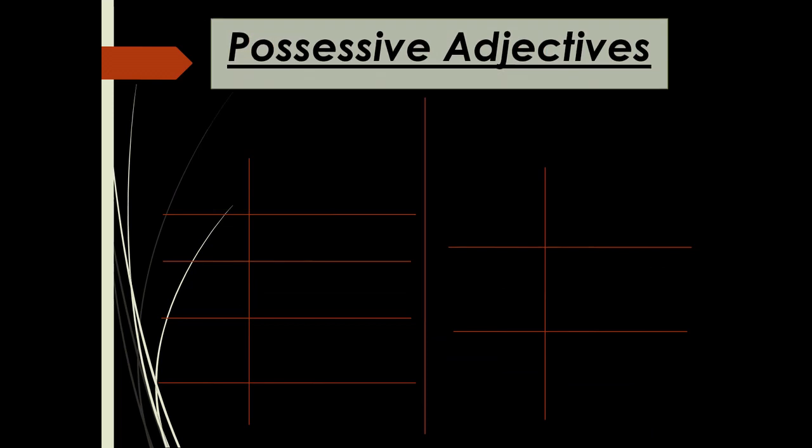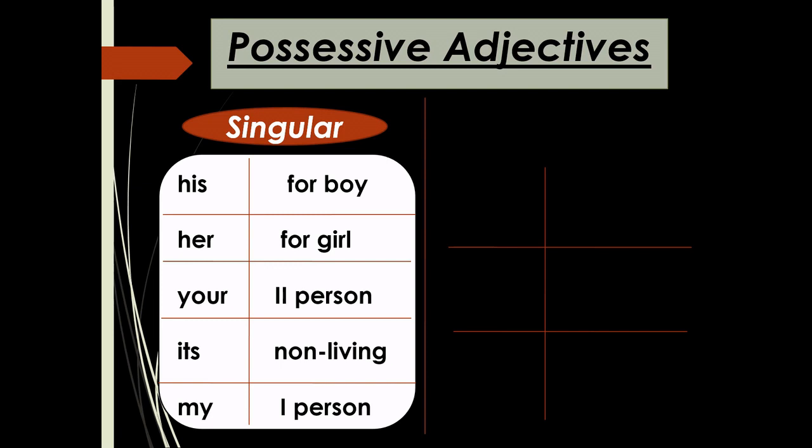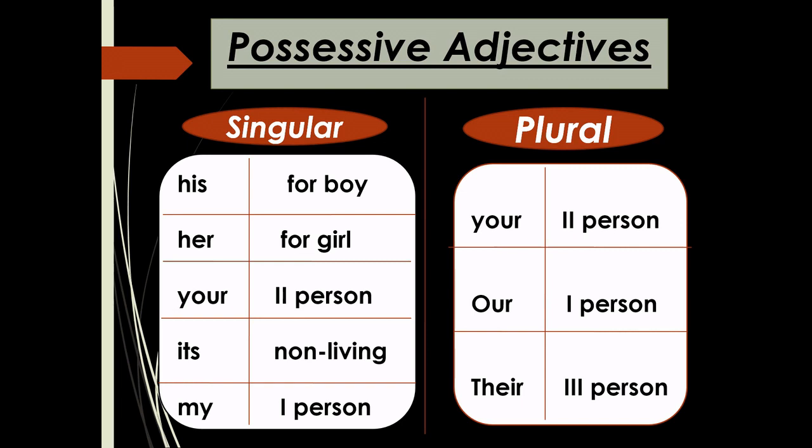Possessive adjectives are divided into two parts. Singular comes: his is used for boy, her is used for girl, your is second person, its is used for non-living things, my is first person. While plural comes: your second person, our first person, their third person.